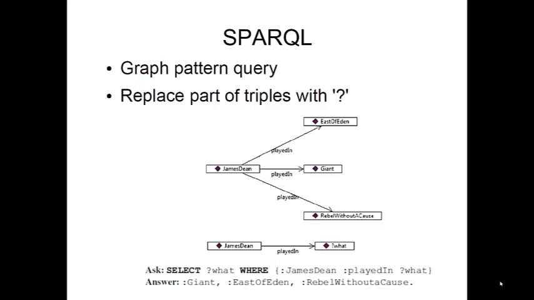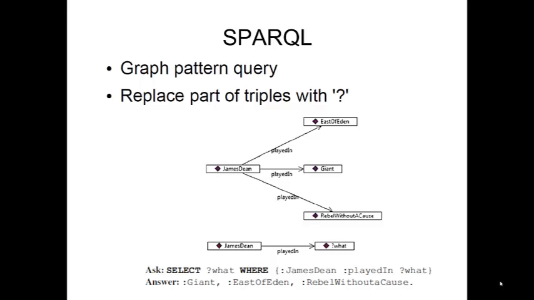So if we want to find out which films James Dean played in, or was an actor in, we want to undertake this kind of query, and we write it like this: select ?what where, and then we've got this query function where James Dean played in ?what.